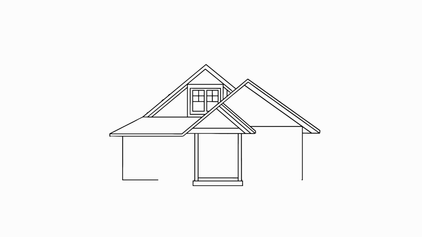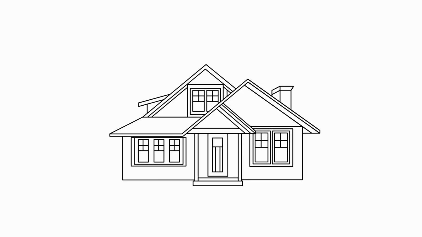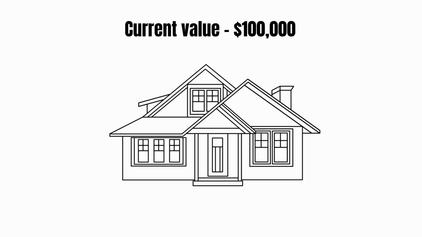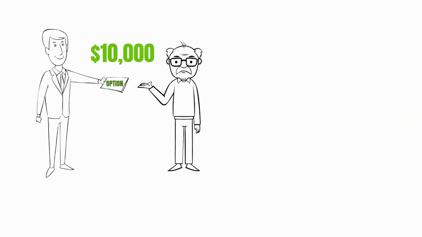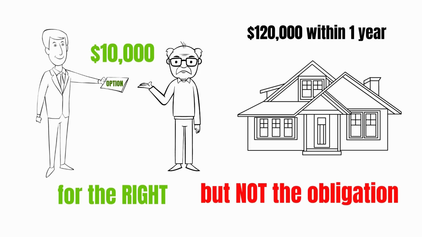Let's say there's a home I want to buy and the current value is $100,000. And I believe the price of the home is going to go higher over the next year. As an option buyer, I'm going to offer the seller $10,000 for the right, but not the obligation, to purchase their home for $120,000 within 1 year.